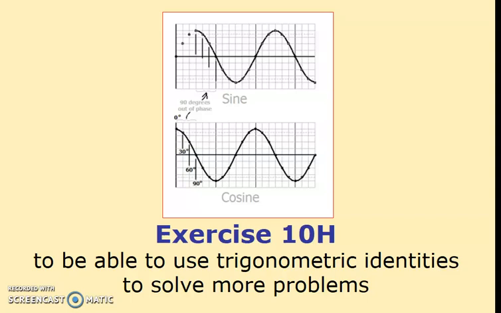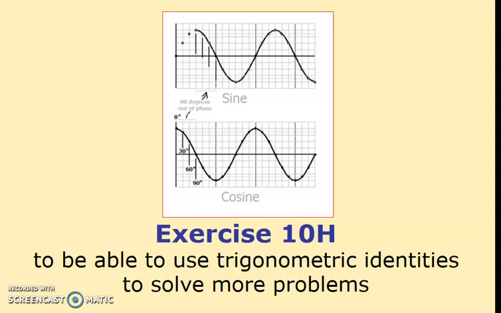Hi, this is exercise 10H for Year 12 mathematicians. It's basically building on what we've done before on trigonometric identities and also how to solve equations. What we're going to try to do is use two trigonometric identities to solve equations which otherwise we wouldn't be able to solve. So let's crack on with this.